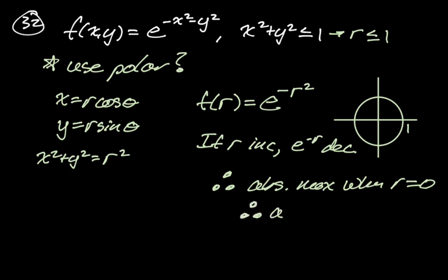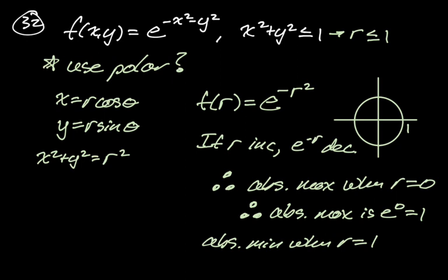So the absolute max is e to the 0, which is 1. That's the biggest you could ever get out of this function. The absolute minimum will be when we take the biggest possible r value on this region, which would be r equals 1. So the absolute minimum is e to the negative first. This reminds me of a big top at a circus, where you've got one giant tent pole in the center, and then it fans out away from it. You don't have to be able to imagine it to work it out, although it's definitely helpful.